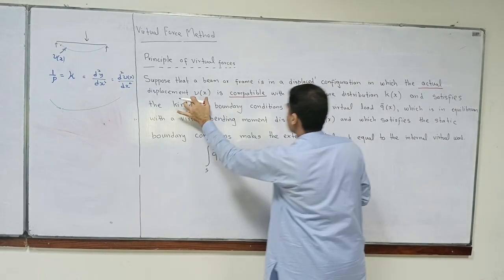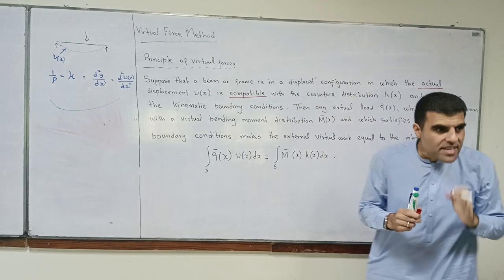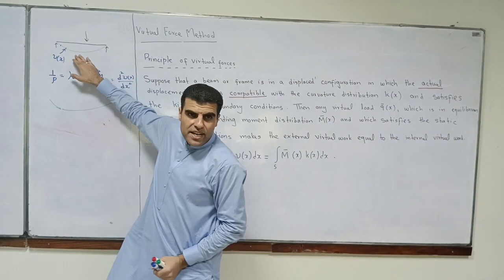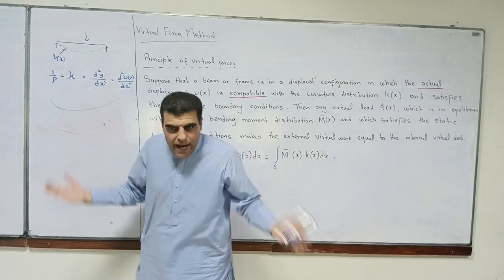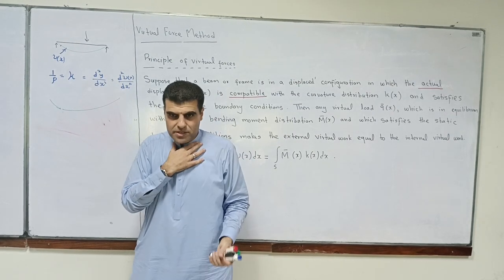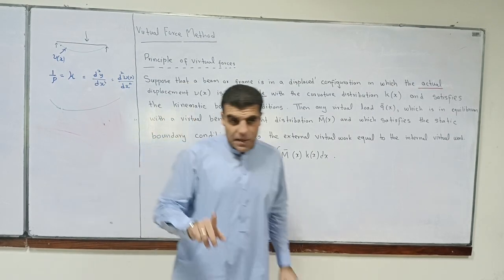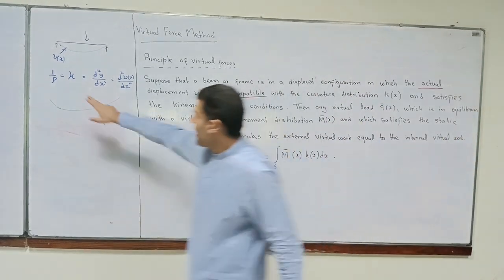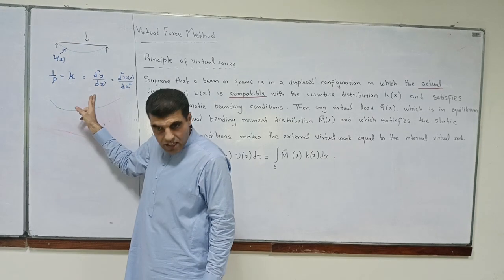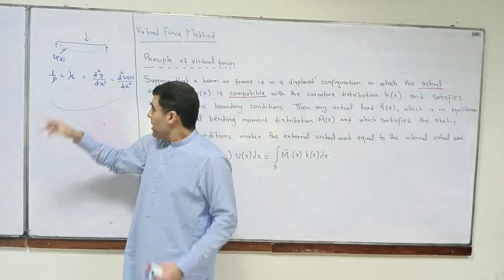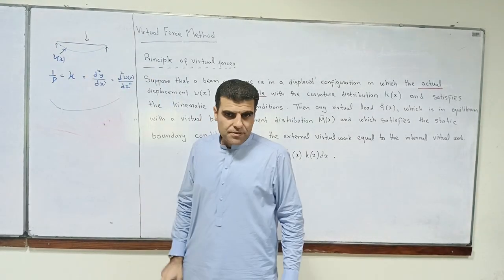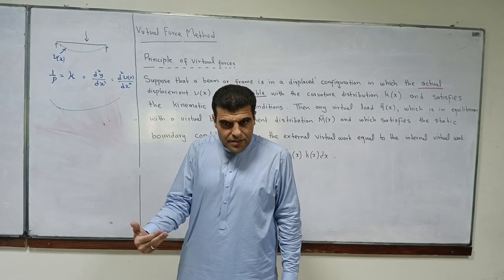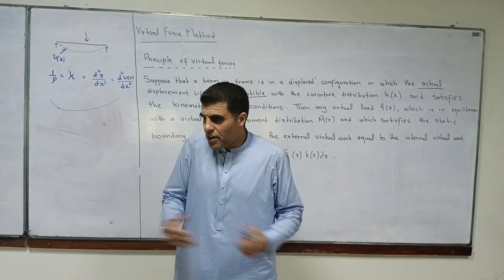Okay? Vx is compatible. So he doesn't want the displacement to be to an extent that the beam breaks. We are not talking about the failure. Okay? It is in a displaced configuration and the curvature must be equal to this one. In other words, it should be a continuous curve. Okay? It should be a continuous curve. What is a continuous curve?